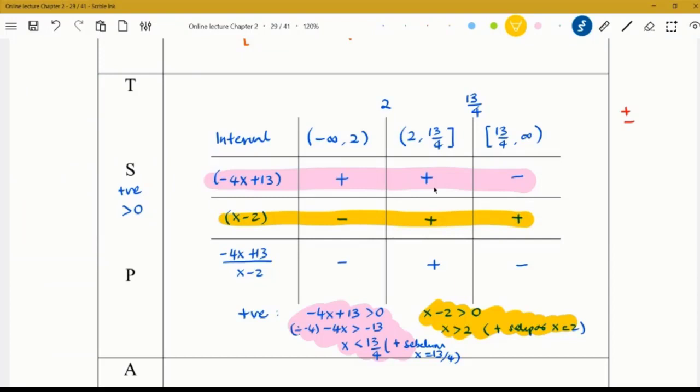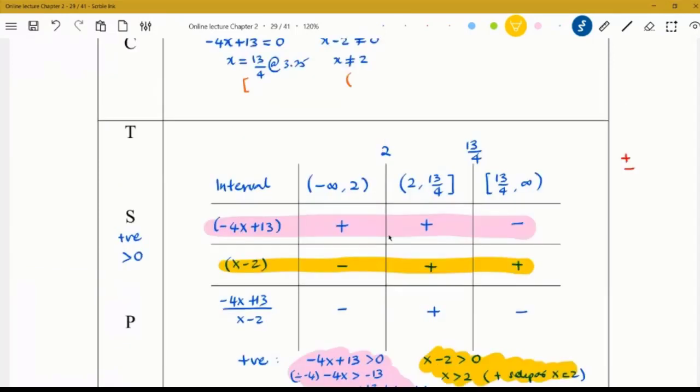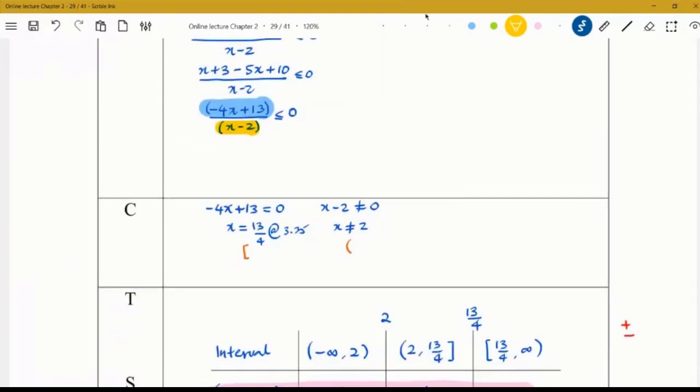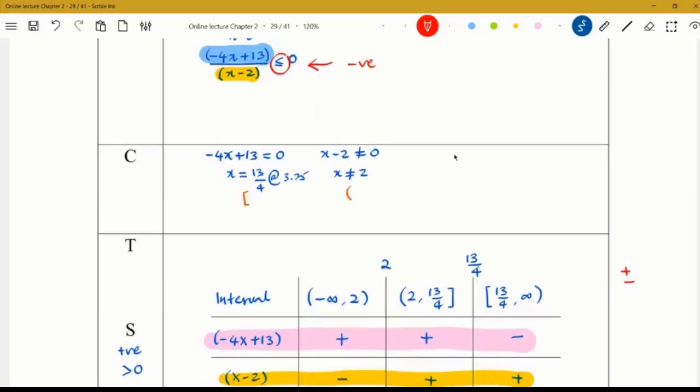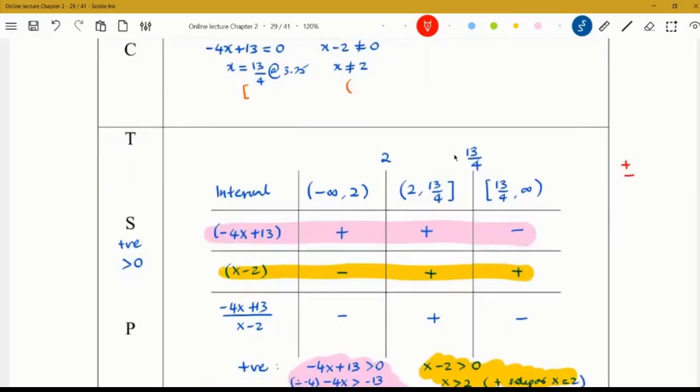Alright, so now kita dah fill in all the tables. Now kita nak cari product of sign. Product of sign kita dah dapat dah: negative, positive, negative. So macam mana kita nak tahu jawapan akhir adalah based on this part. Sign dia adalah less than, bermaksud dia adalah negative sign. So kita patah balik dekat product of sign. Kita ambil negative sign.